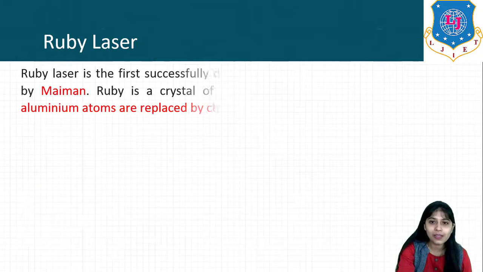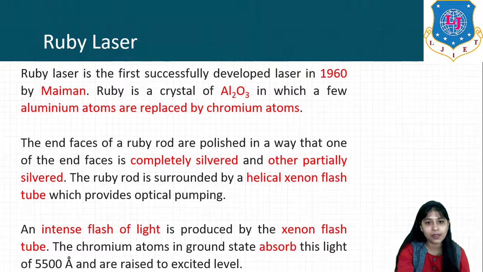Now let us see some key points of this laser. The first point is that this is the first successfully developed laser, in 1960 by a physicist named Neumann.